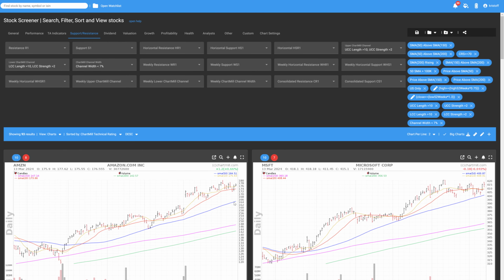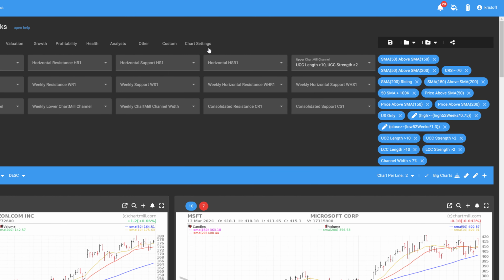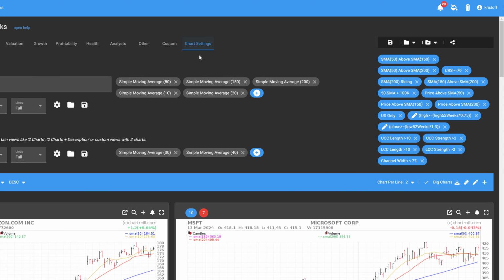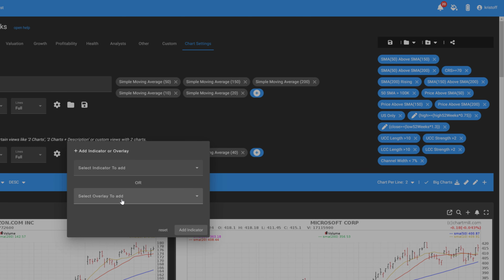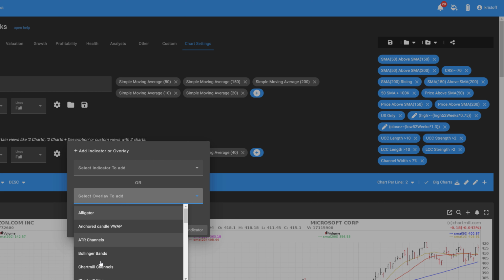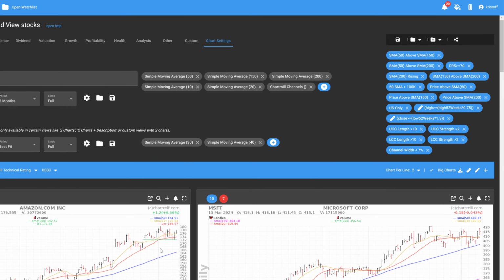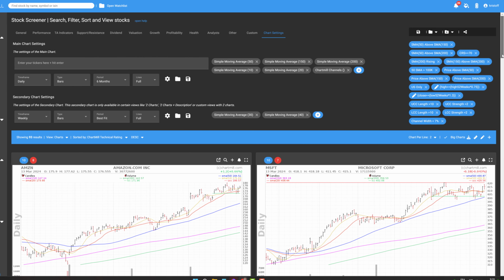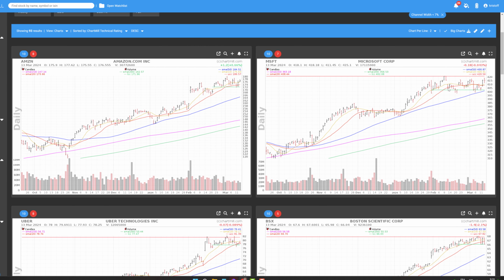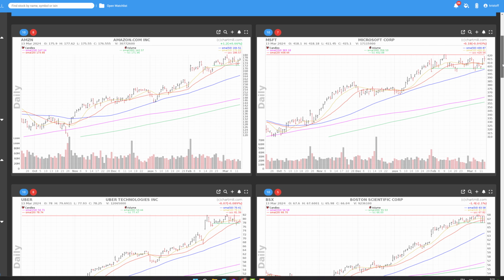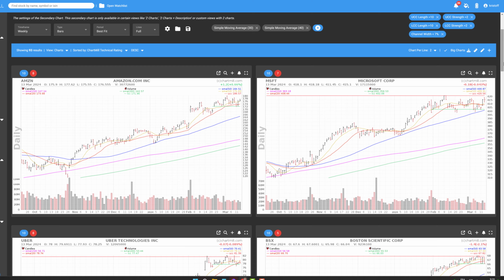So now we are going to visualize the ChartMill channels. Open the chart settings, click on the plus sign, and then add the overlay. ChartMill channels are an overlay, it's not an indicator. Select ChartMill channels, and now the channels are visualized. So these are not like Donchian channels where you have to identify the period yourself. No, these are optimized by ChartMill itself. The software itself calculates these channels.